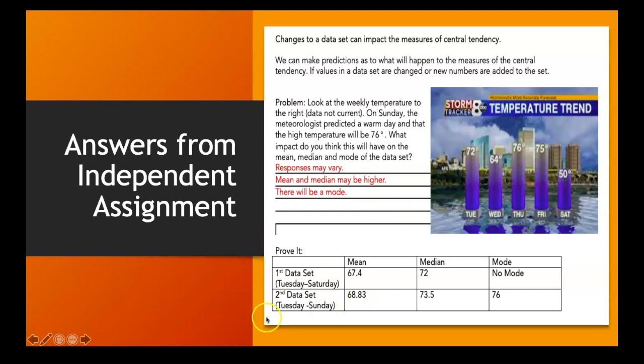The second set of data is when we added our predicted high temperature for Sunday. So our data set changes from Tuesday to Sunday, versus originally being Tuesday through Saturday. So we have a mean of 68 83/100 degrees. Our median changed to 73 5/10 degrees, and we now have a mode of 76. So our prediction was basically correct, that we thought the mean and median would be a little higher, and there would be a mode at this point. We will be working on this for the duration of the day.